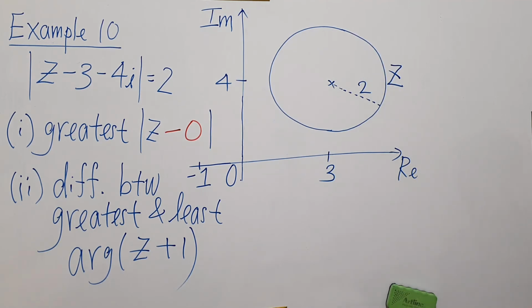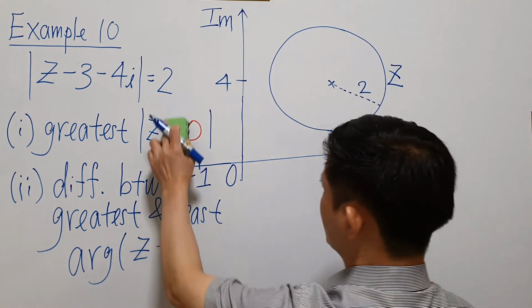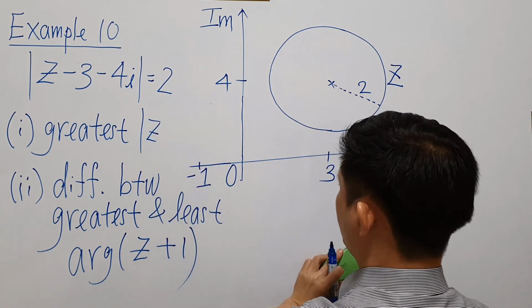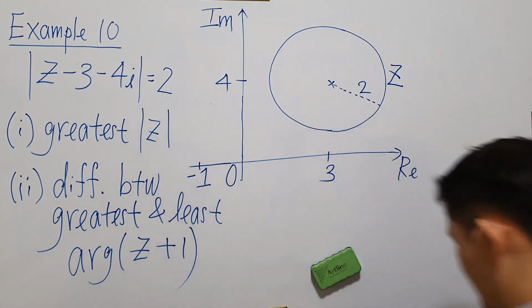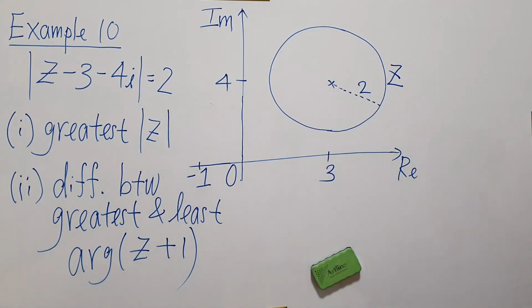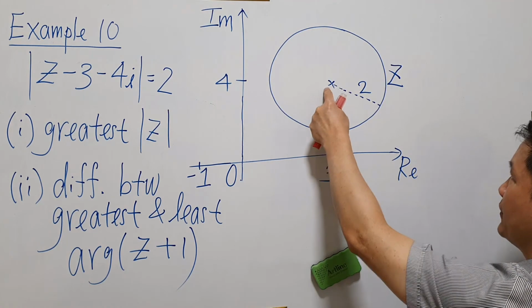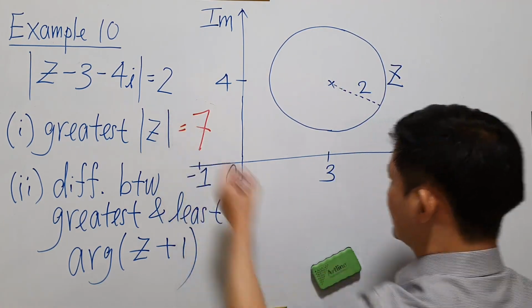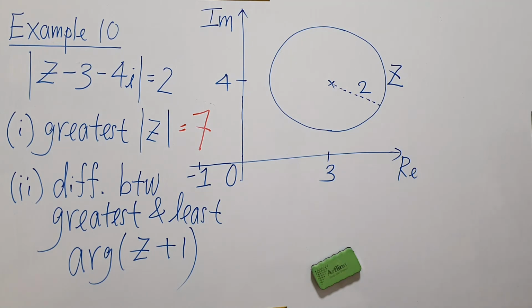So therefore, for part 1, the greatest modulus of z, based on our analysis, is a distance of 5 plus 2. So it's actually 7. It's very similar to the earlier question.